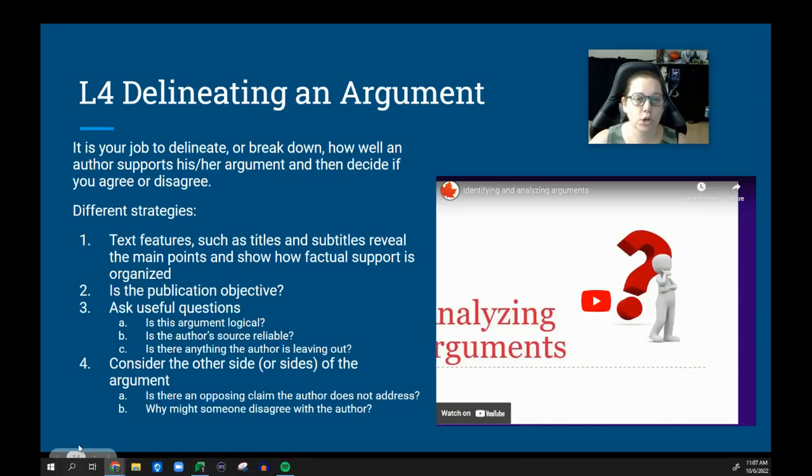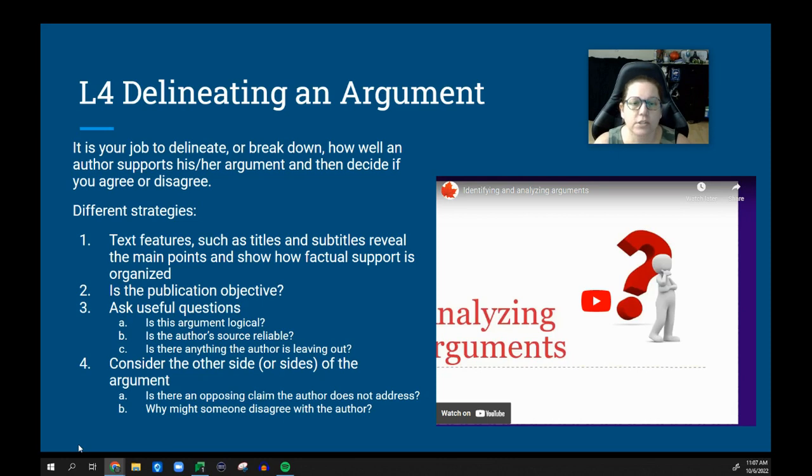So it is your job to delineate, or break down. There's that context clue again, right? In commas. Delineate means you're breaking down how well an author supports his or her argument, and then deciding if you agree or disagree with that, right? You can use different strategies to do this.